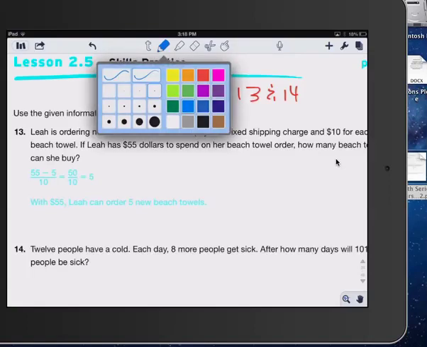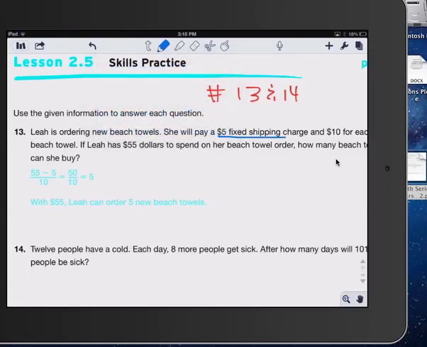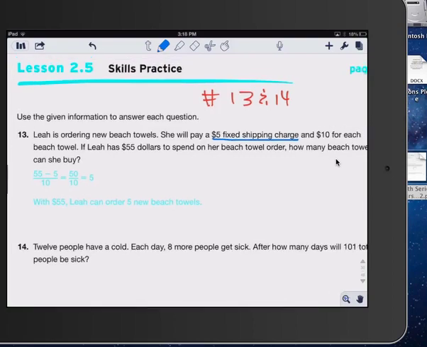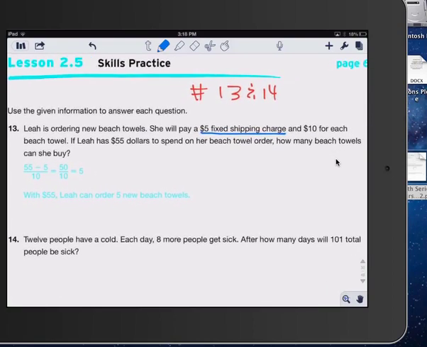Let's underline $5 fixed shipping charge. We know that it's $10 for each beach towel, and so it's $5 plus how many beach towels you have. And "each" is typically multiply in a word problem, so I'm going to multiply the number of beach towels.